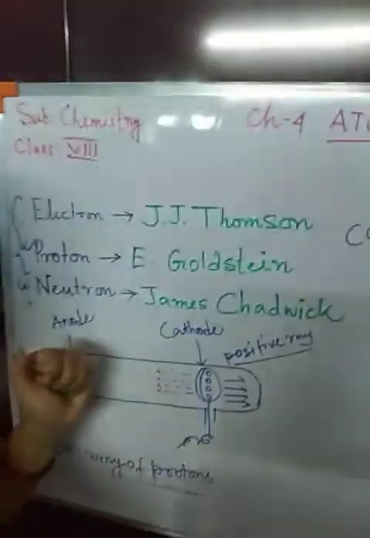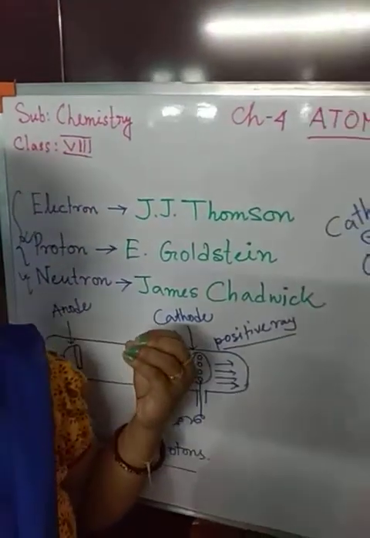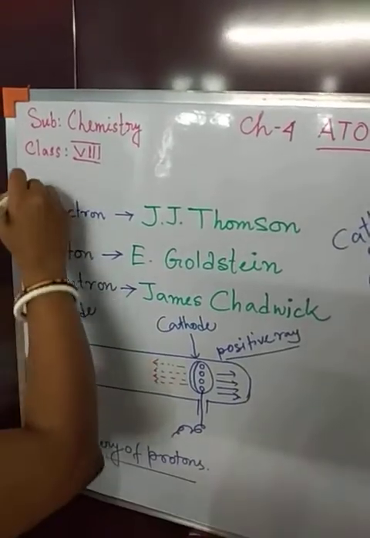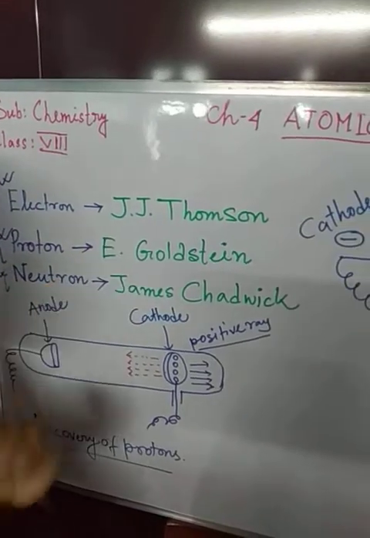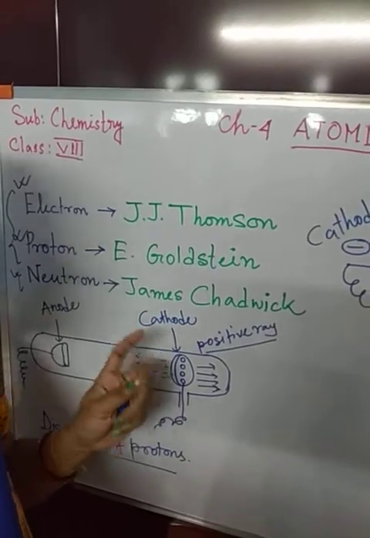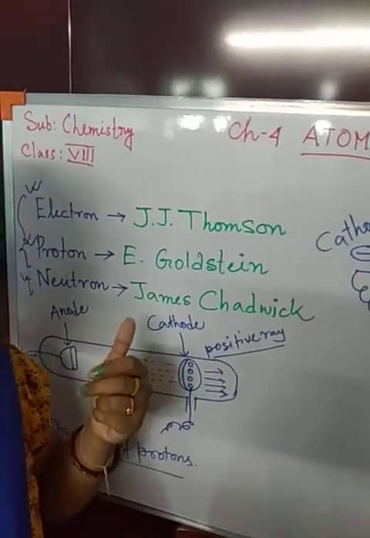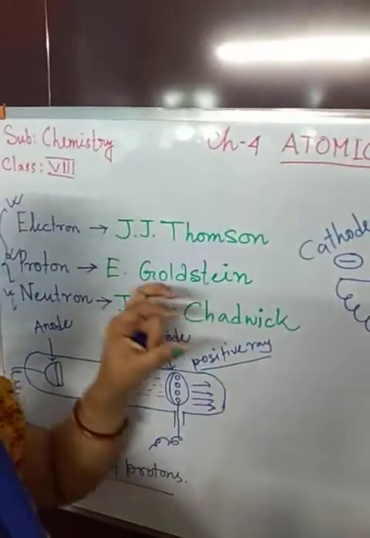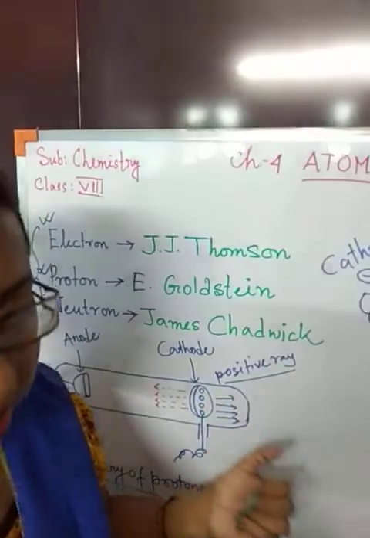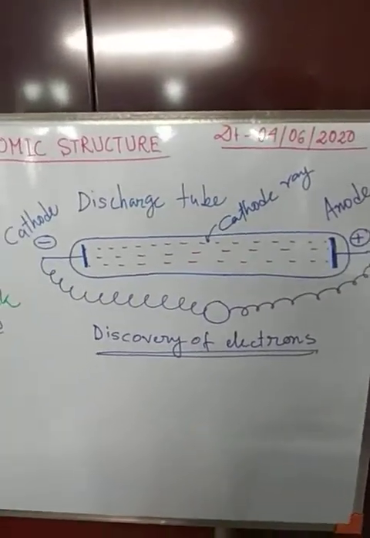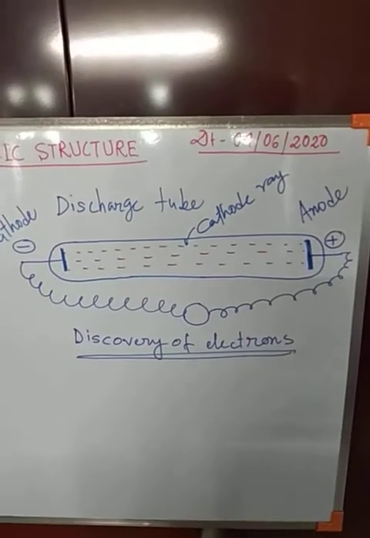First thing which we will be doing is how the three subatomic particles were discovered. First of all, we will be doing the electron. It was discovered by J.J. Thomson. Though in the book it is written as William Crookes, he did the experiment with the discharge tube, but the name and the study of the characteristics of the electron were given by J.J. Thomson. So for the discoverer of the electron, we will be taking the name of Thomson only.